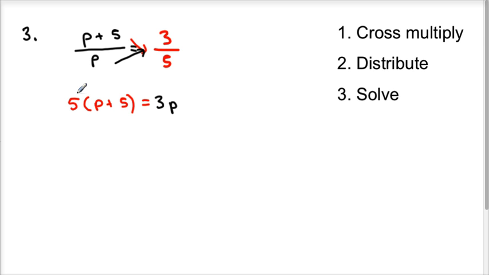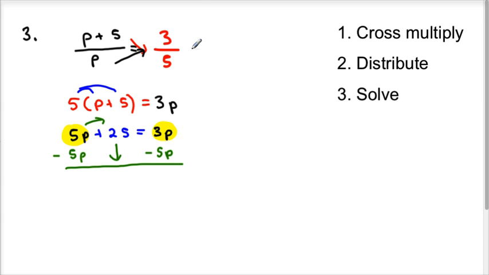Okay, so let's distribute. So we got 5p plus 25 equals 3p. Since we're solving for p, we want both the terms with p on one side. So in this case, I'm going to bring this 5p over that way. That will get my p's all on one side. So minus 5p here, minus 5p here, leaving me with, bringing this down, that goes away. So we got 25 equals 3 minus 5p, which is negative 2p.